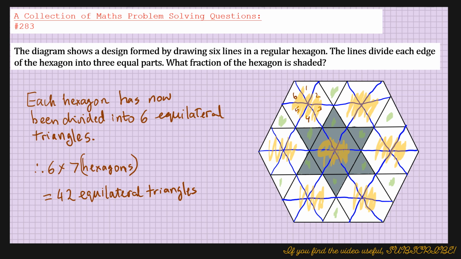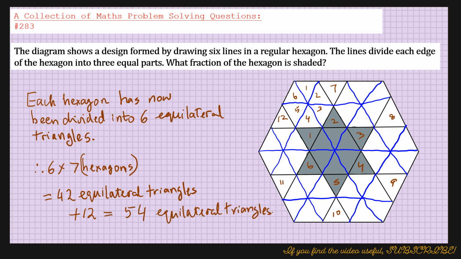Okay, so there are 42 equilateral triangles if you multiply the triangles that are within the hexagons. So we have to add to that 42. So how many do we add? We add the 12. As I was explaining, we add the triangles that do not belong to the hexagons. So there are 12 of them, so you add them. So you get a total of 54 equilateral triangles.